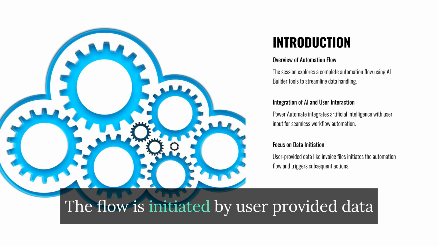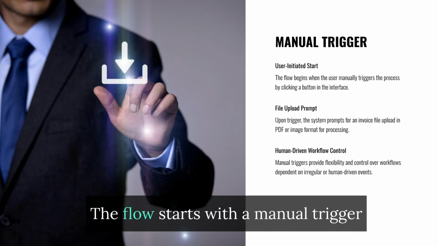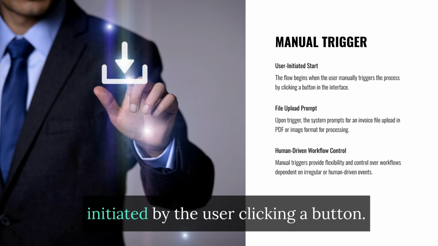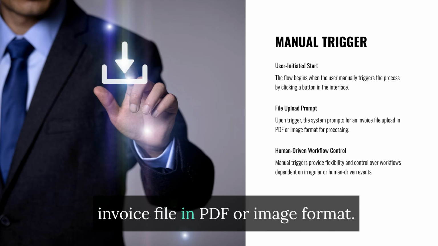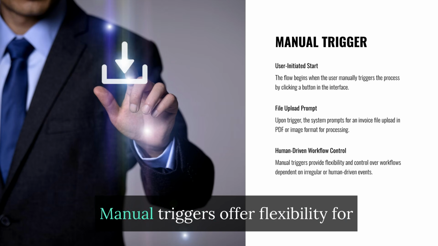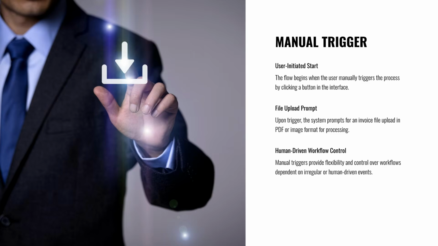The flow is initiated by user-provided data, such as invoice files. The flow starts with a manual trigger, initiated by the user clicking a button. This prompts the user to upload an invoice file in PDF or image format. Manual triggers offer flexibility for workflows dependent on irregular events.